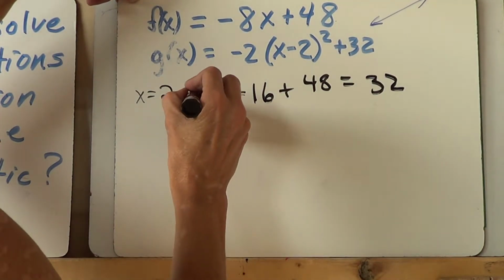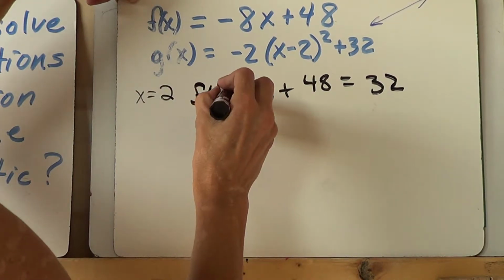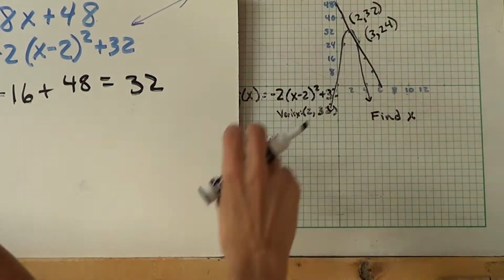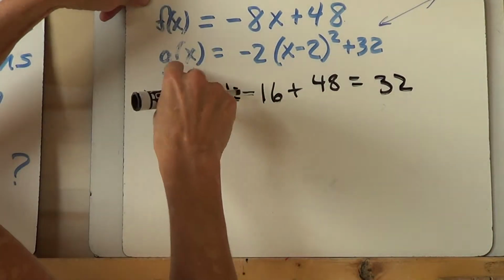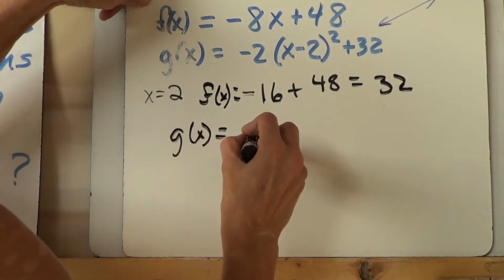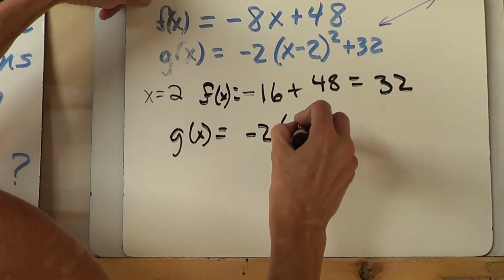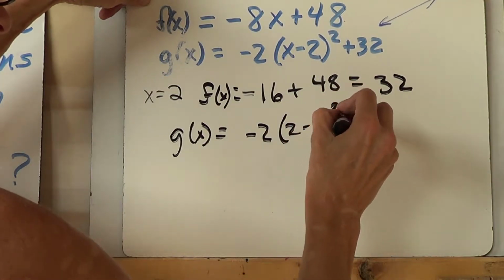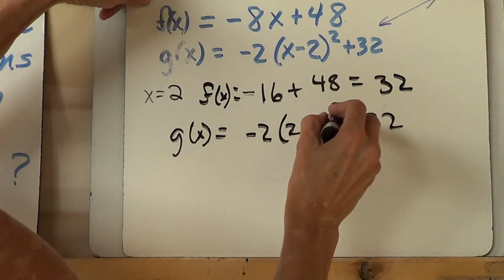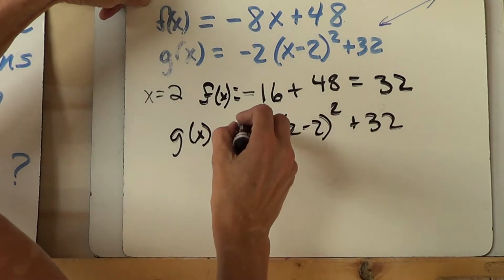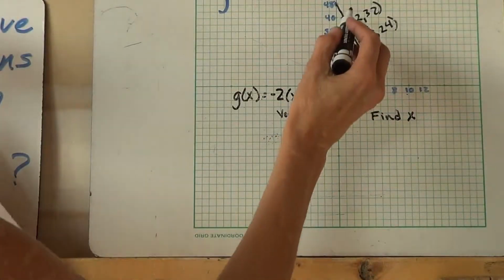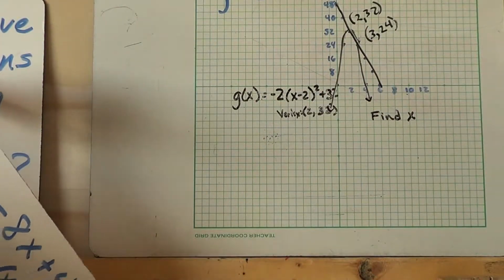So that was f of x. Does that make sense? That it would equal 32 when I plug in 2. That's what that means. Now I plug it into the g of x. -2 times (2 minus 2) squared plus 32. 2 minus 2 is 0. 0 squared is 0 times -2 is 0. So that all wipes out and we get 32. Again, that should make sense according to the graph.